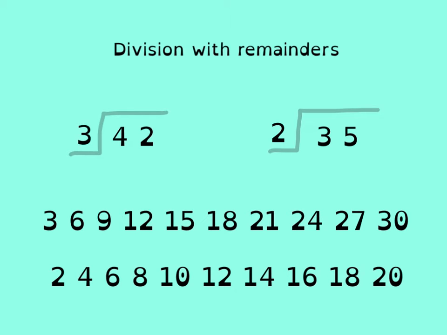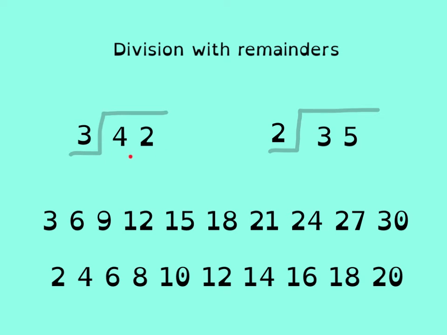Hello Primary 4. Today we're going to look at division again, but division extended a little bit, and division with remainders. Looking at the division sum we've got here, which is 42 divided by 3, we separate the number that you're dividing into tens and units. So we've got 4 tens and 2 units.